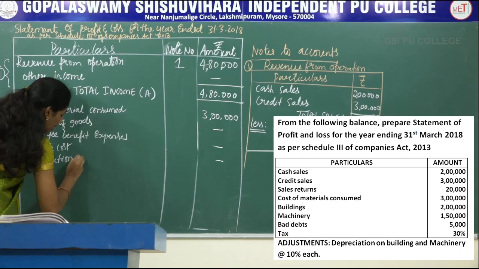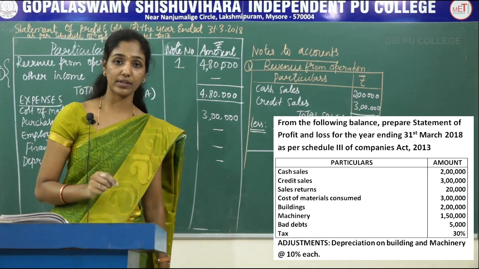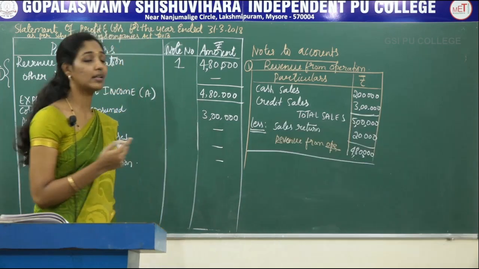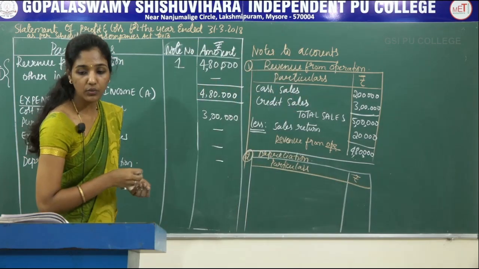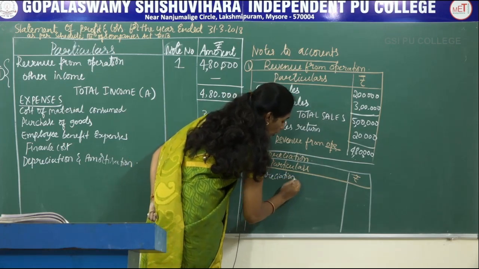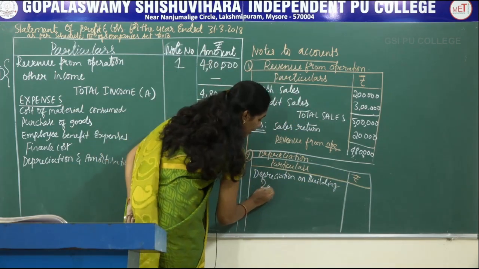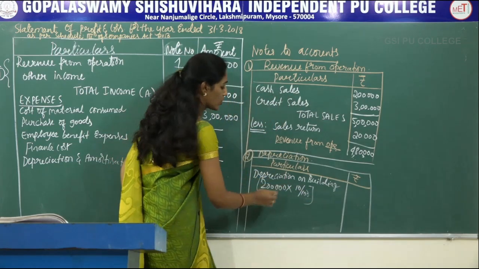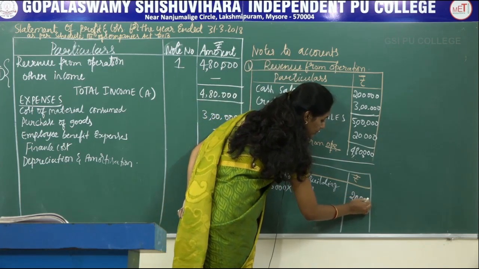Depreciation and amortization. They have given separate adjustment to find out the depreciation on building and machinery. For this you have to prepare separate working note, that is working note number 2, depreciation, particulars, amount. First we have to calculate depreciation on building. What is the actual value of building? 2 lakh into 10 divided by 100. This is the rate of depreciation which is given in your problem. 2 lakh into 10%, you will get 20,000.